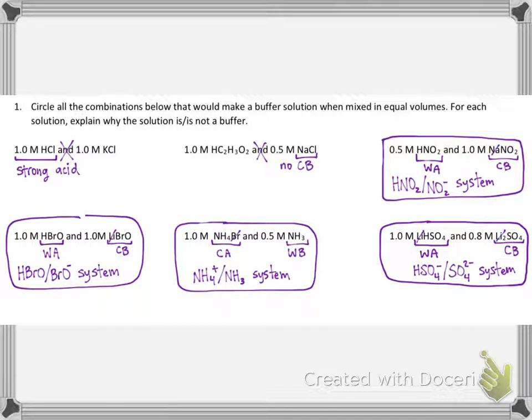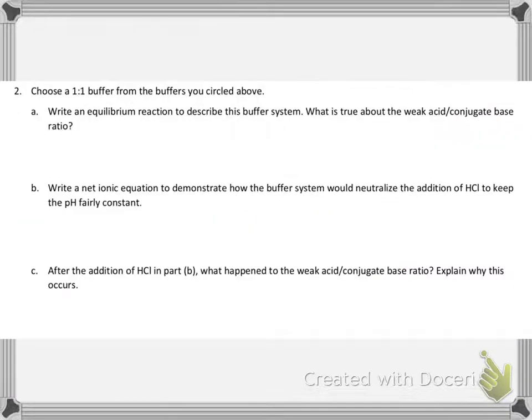Okay, so for our very last practice problem, it says choose a 1-to-1 buffer from the buffers you circled above. Well, remember that we said we mix them in equal volumes? So for a 1-to-1 buffer, they'd also have to be equal molarities. Out of all the circled buffers, there is only one. So you should totally try to write an equilibrium reaction to describe this buffer and a net ionic to show how it will neutralize the addition of added hydrochloric acid.